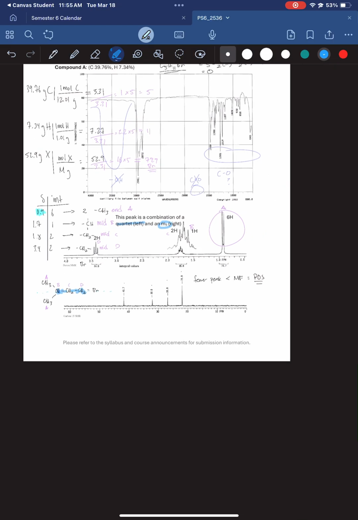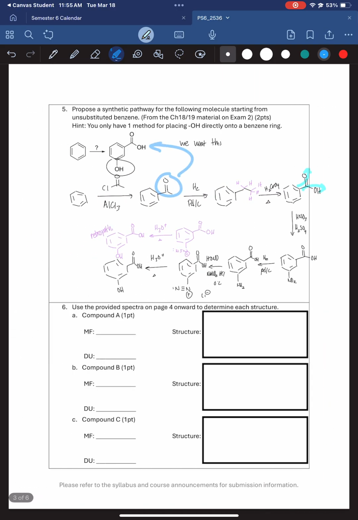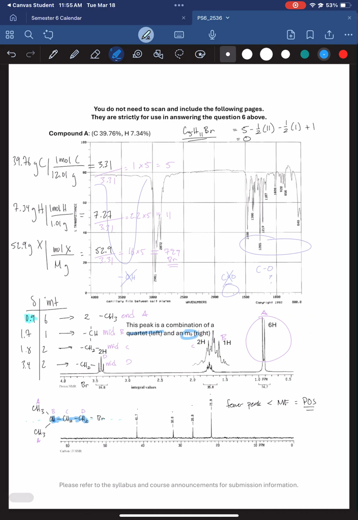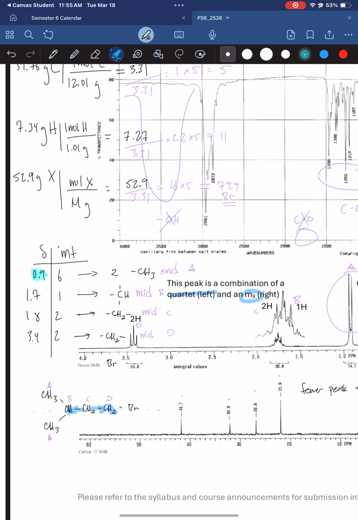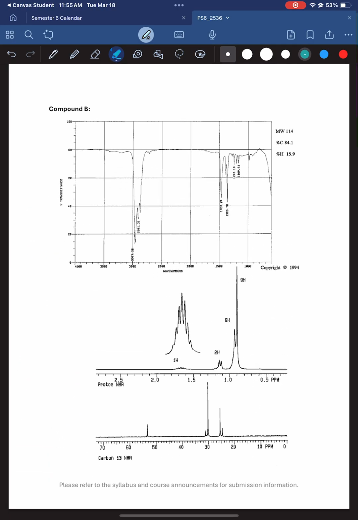Okay? So let's go over compound B. I'm not going to draw out the answers over here in the answer thing. I'm just going to work over here on the spectra themselves. So this is the answer. Okay, let's look at compound B.